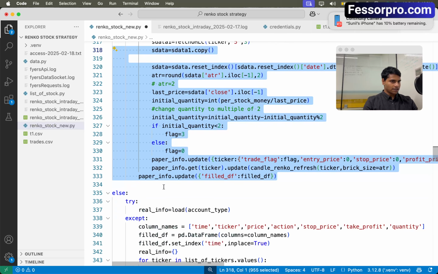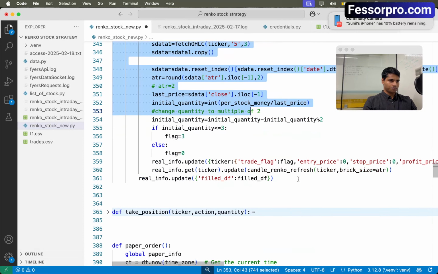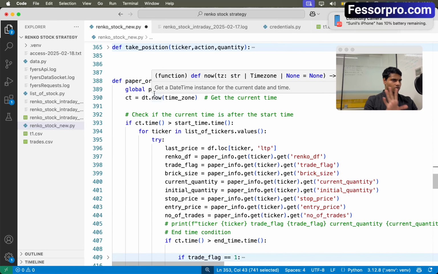Now, if you click on else, the same thing I'm doing for the real info variable. So nothing changes in paper and real, everything remains the same. The only difference is in my paper order function, I'm not placing an order, but in the real order function, I'm actually placing the order to the broker. Right now, let's go inside the paper order function. I'll just explain one. You will see that both of them are the same.